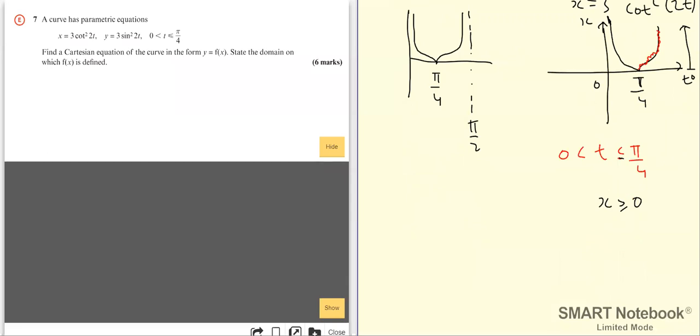This is the key tricky bit that you need to understand, which many students sometimes miss out on, the equal to bit. Any questions there?